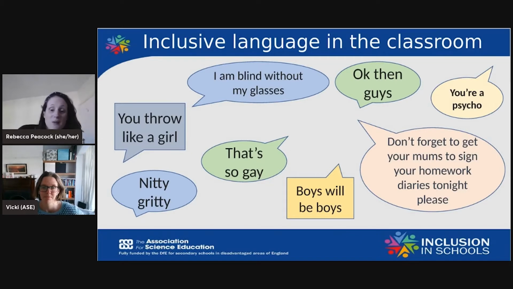So the second example I wanted to give was "nitty gritty". This is something I only recently learned about. And even saying it and even having it on that screen just feels really uncomfortable, because I've learned that it has its origins in the slave trade and it is offensive. And I didn't know that. I was ignorant to that and would use it.